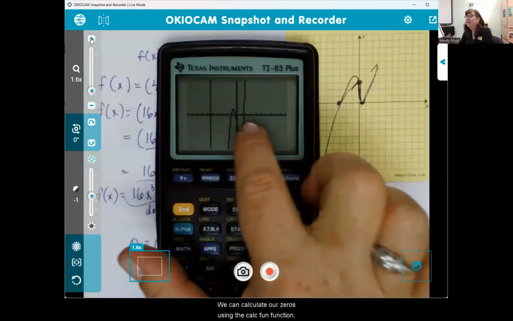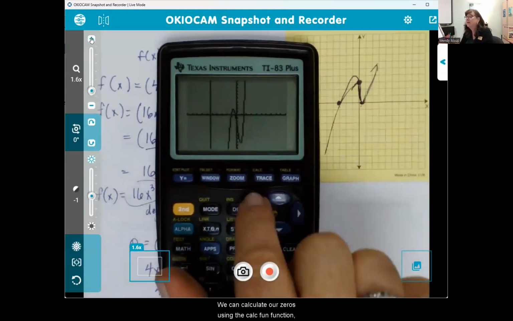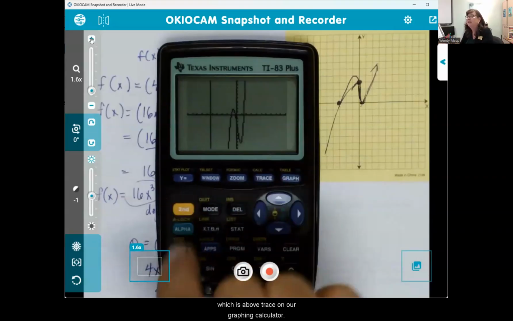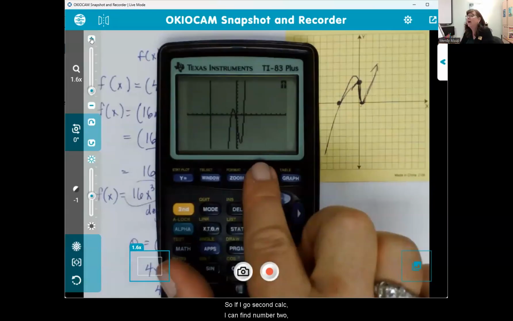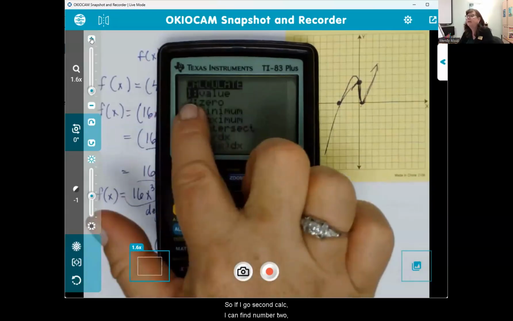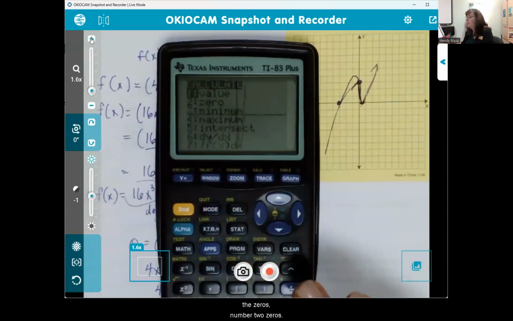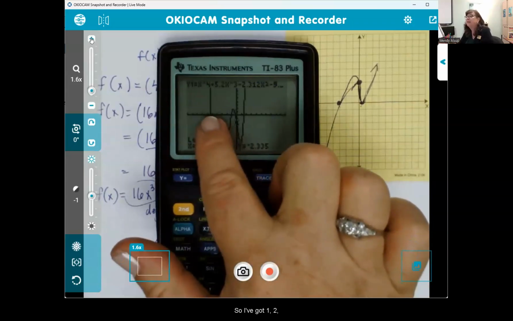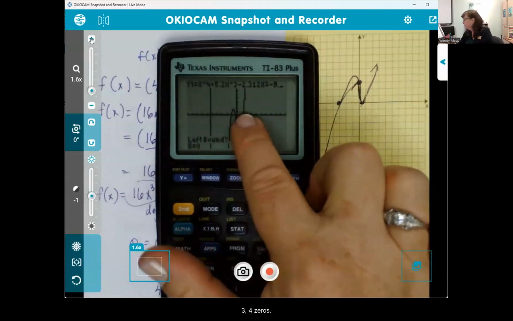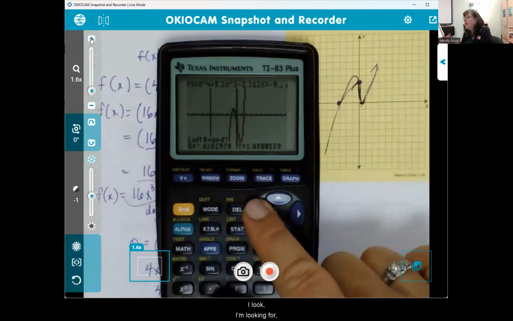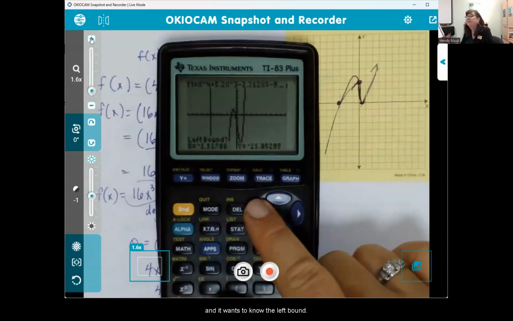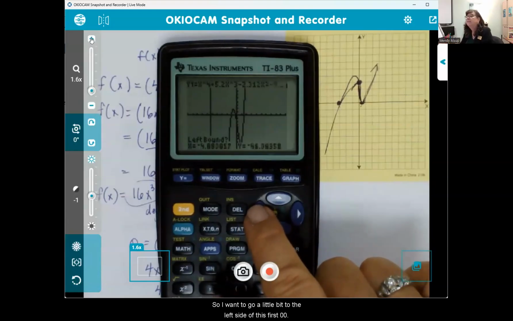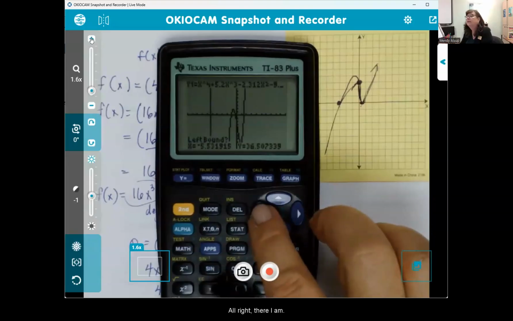We can calculate our zeros using the calc function, which is above trace on our graphing calculator. So if I go second calc, I can find number 2, the zeros. But I have to tell it which zero I'm looking for. I've got 1, 2, 3, 4 zeros I'm looking for. And it wants to know the left bound, so I want to go a little bit to the left side of this first zero.